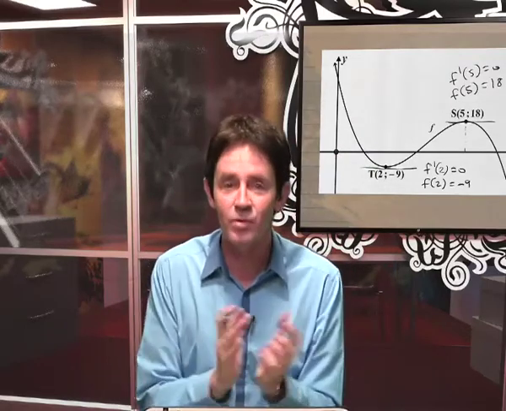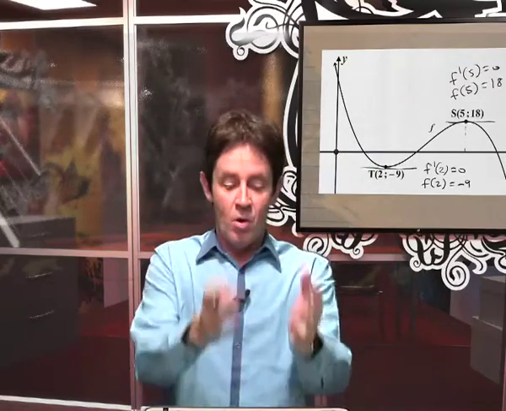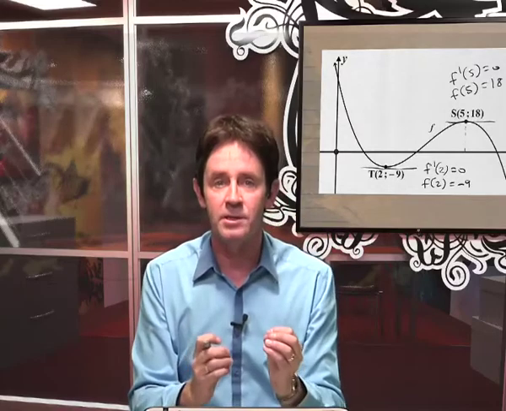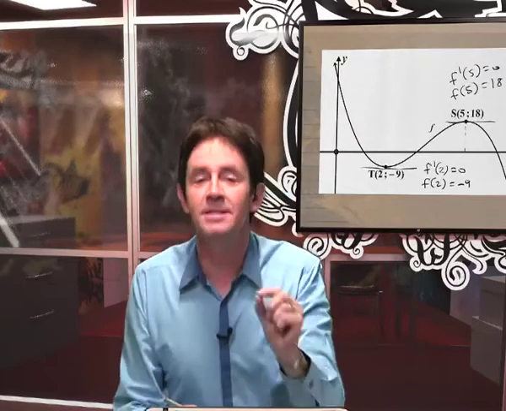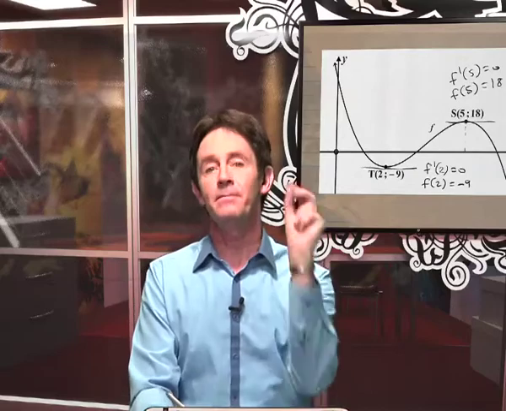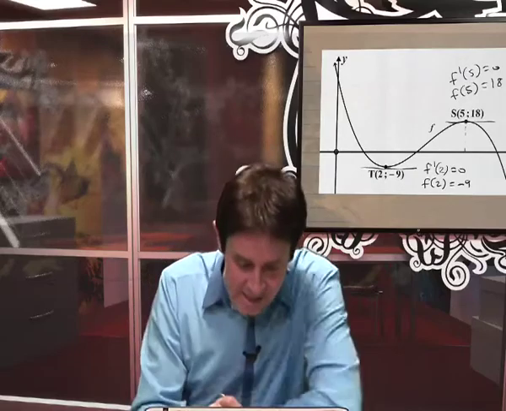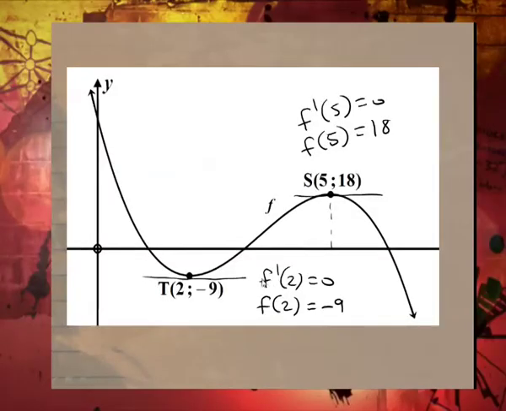Now watch here. People always get stuck with this. When you've got a turning point, the gradient is 0 there. But there's a point on there. Now look at this again. At the f of 2 is the y value. Okay. The f prime of 2 is the gradient of the tangent, which is 0. At the turning point, the gradient is 0, but the y value, the f of 5, is 18.